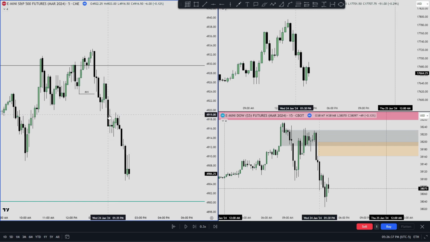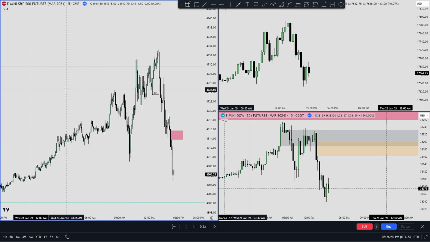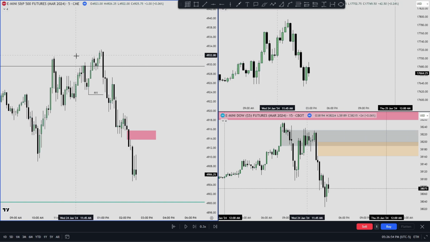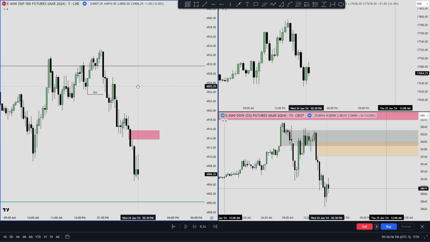Price pulled back here, but it didn't really pull back into anything, so we missed out on this opportunity as well. And it wasn't until it got down here, this fair value gap. So we can already see the narrative coming up into this first standard deviation and seeing that rejection. We got the narrative.